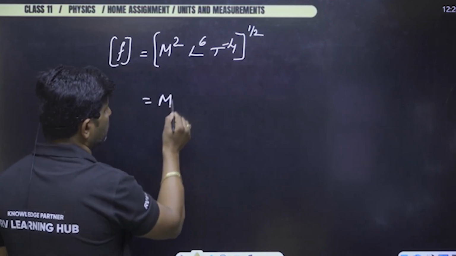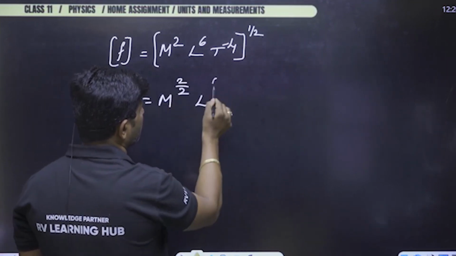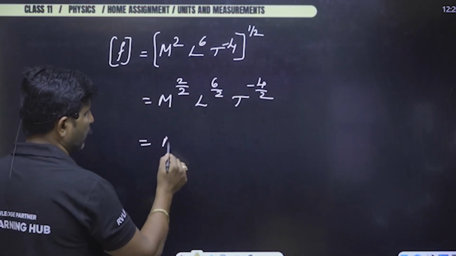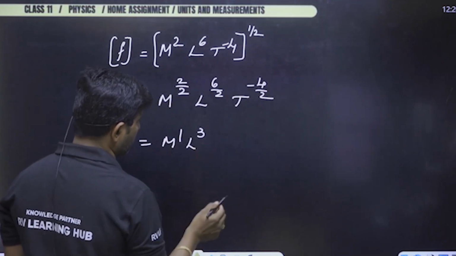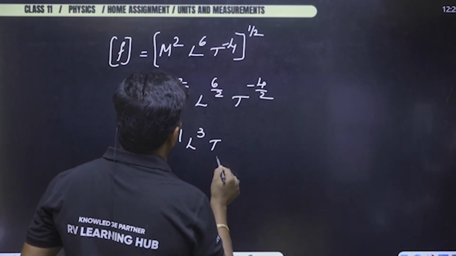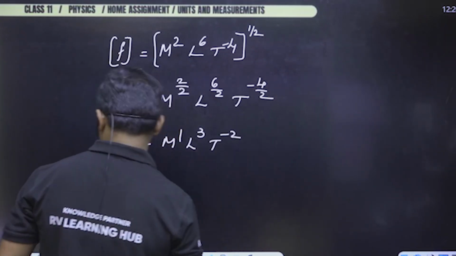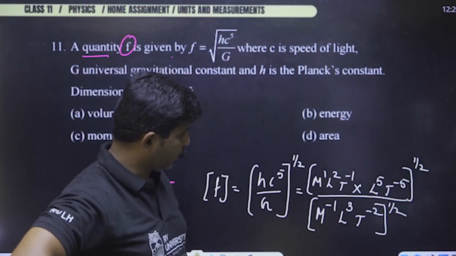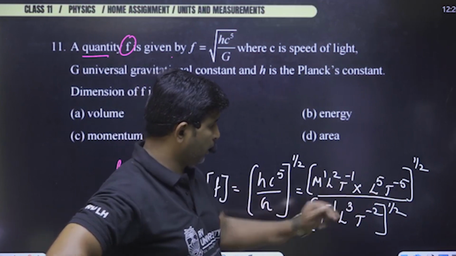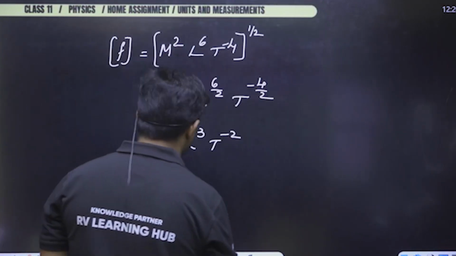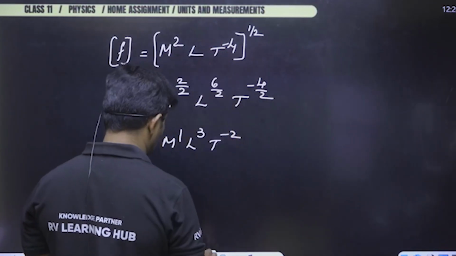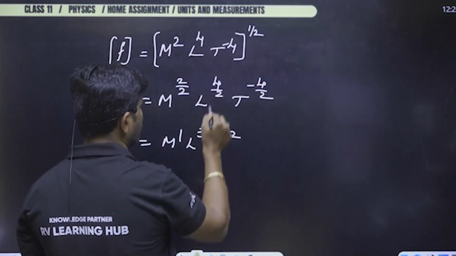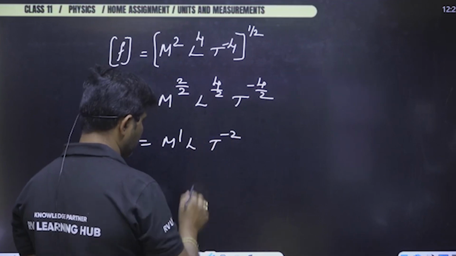So if you simplify this value here, so observe this, T power minus 4 by 2, then you get m power 1, L power 3, T to the power of, what is the value, minus 2. Will L power 3 come here? Let us check once, maybe there is a mistake. Sorry, L power 4 comes here. It is not L power 6, it should be L power 4. Therefore we can say 4 by 2. Here we get L power 2.